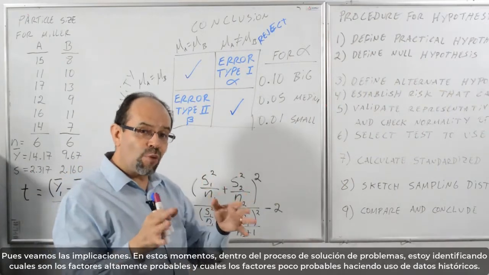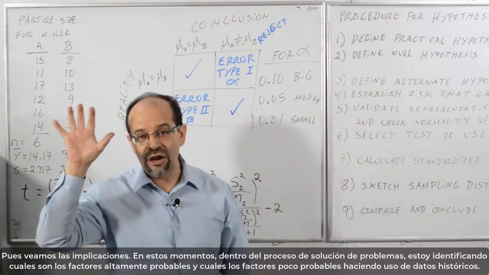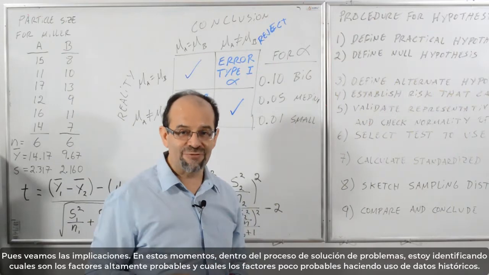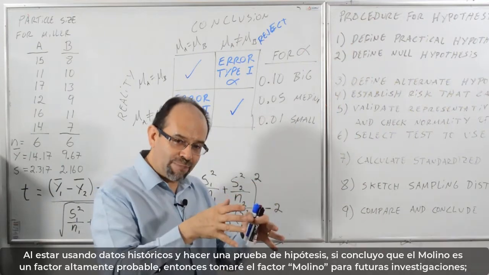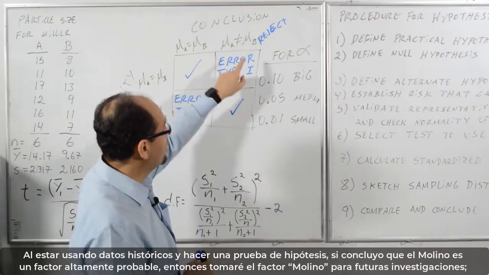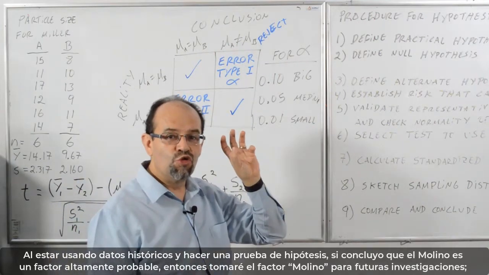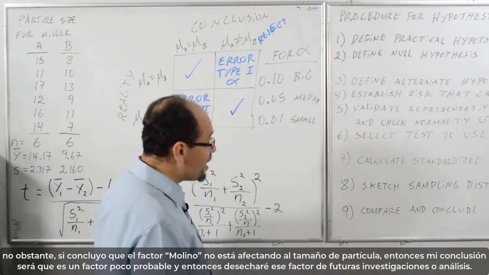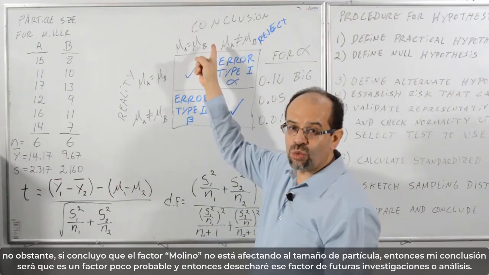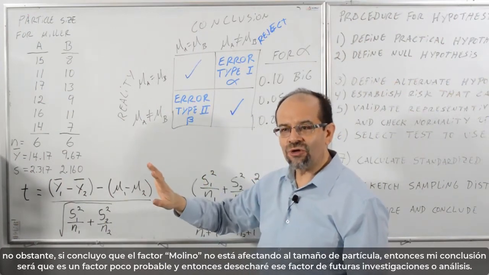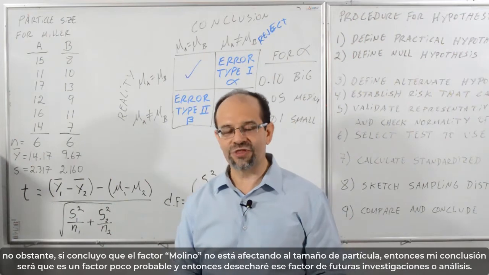Right now, in the problem solving process, I am identifying which are the highly likely factors and which are the lowly likely factors using historical information, historical data. If I'm using historical data, I'm doing a hypothesis testing, and if I conclude that Miller is a highly likely factor, I will take Miller to further investigation. If I conclude that Miller is not affecting particle size, then my conclusion will be it is a lowly likely factor, and then I will discard that factor for further investigation, for further analysis.